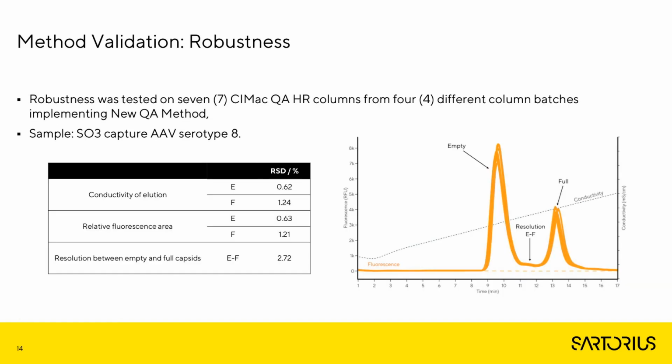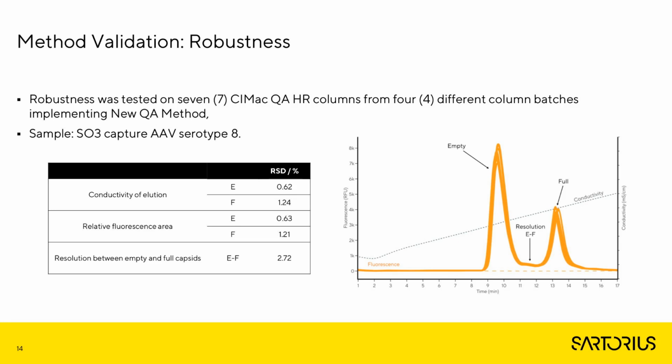What we did next, we also tested the robustness of this method. We tested it on seven different columns, and these columns came from 4 different column batches. As we nicely see from the table, all these relative standard deviations were below 5% for the conductivity of elution, for the relative fluorescence area, and also for the resolution between empty and full capsids.